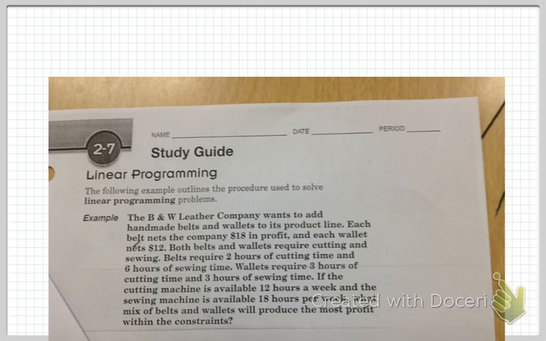If the cutting machine is available 12 hours a week and the sewing machine is available 18 hours per week, what's the mix of belts and wallets that will produce the most profit with these constraints?